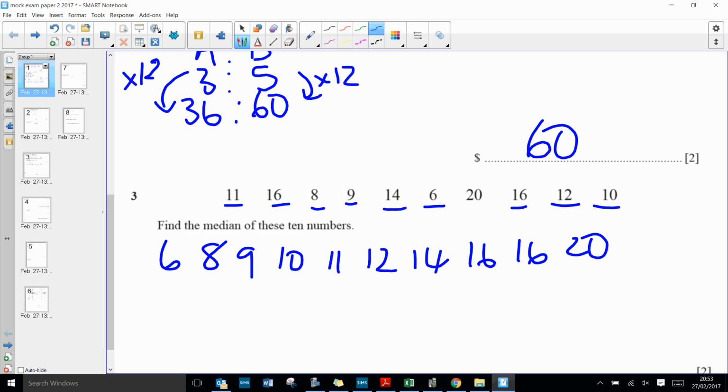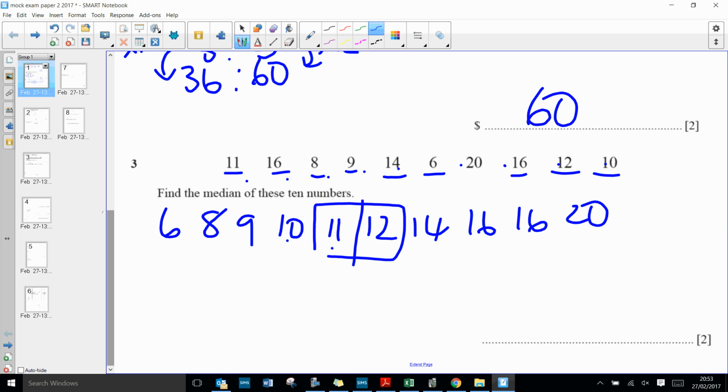1, 2, 3, 4, 5, 6, 7, 8, 9, 10. The median would be halfway, so cut them in half: 1, 2, 3, 4, 5. So it's going to be the mean between these 2 points, which hopefully you can see is 11.5.